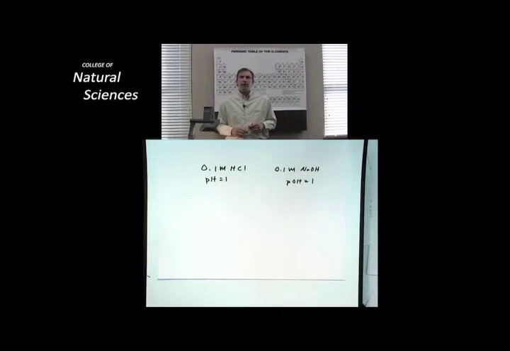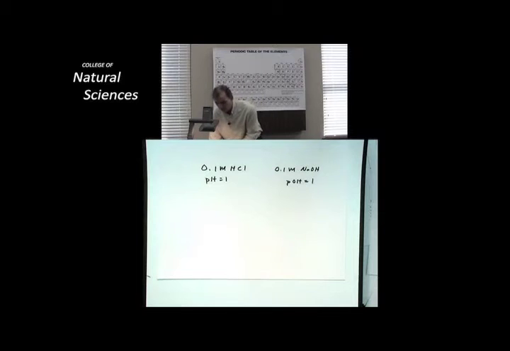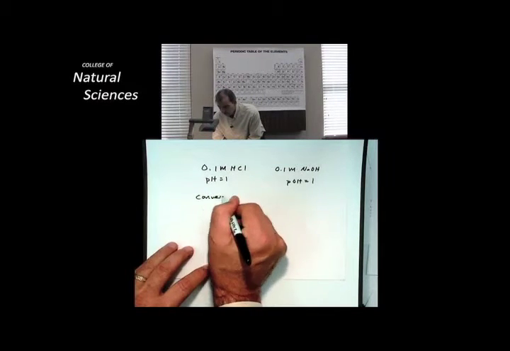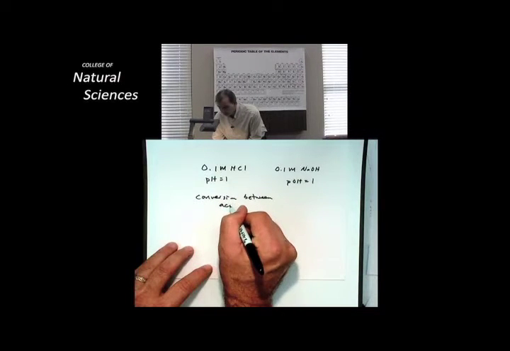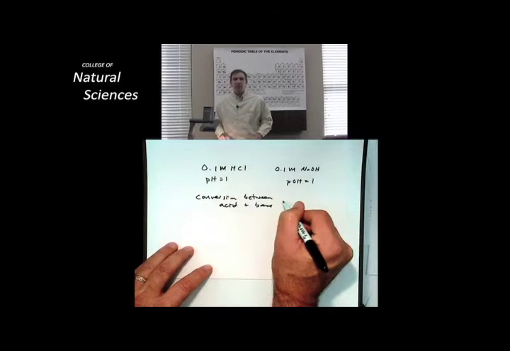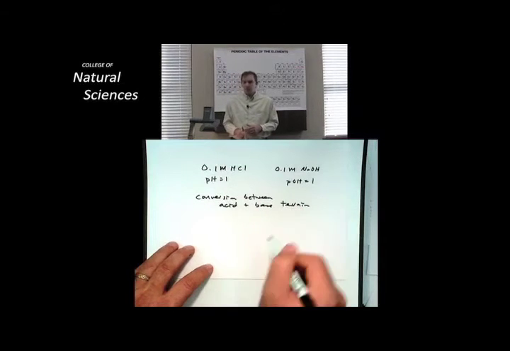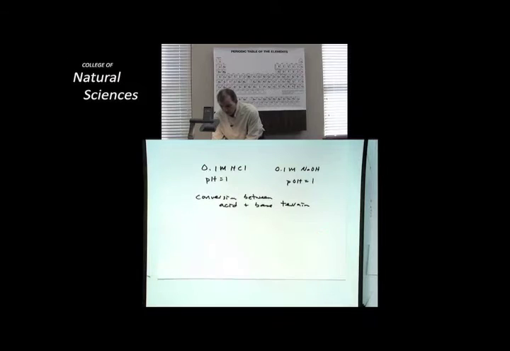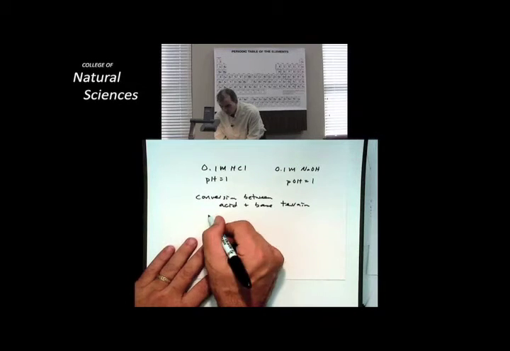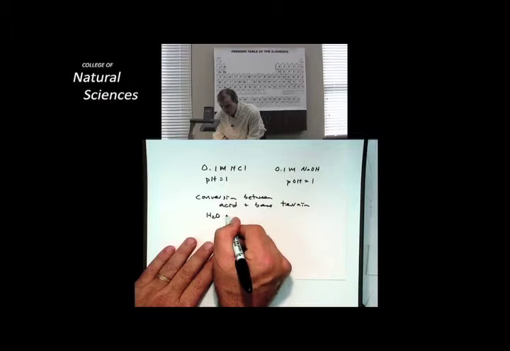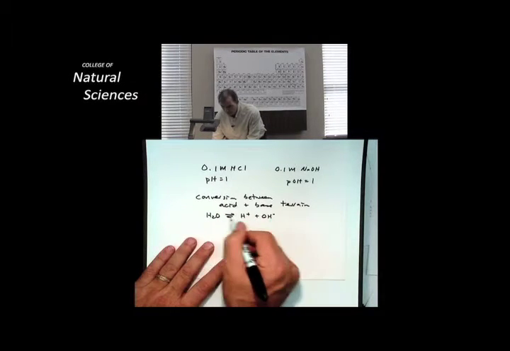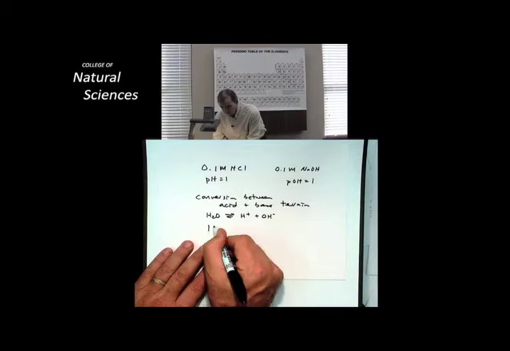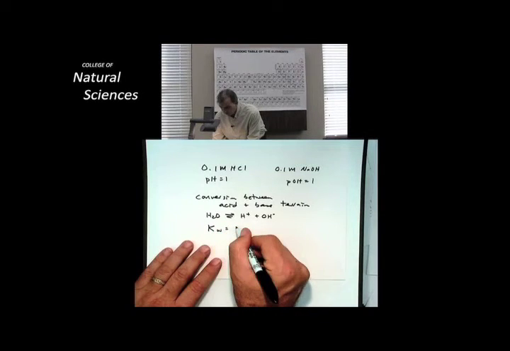And so at this point, I'm going to talk to you about conversion between acid and base terrain. Now, that may seem like an odd sort of thing to say, but bear with me as we show you this. Notice that water dissociates to make H plus and OH minus. And as a consequence, this means that water has the following dissociation constant expression.